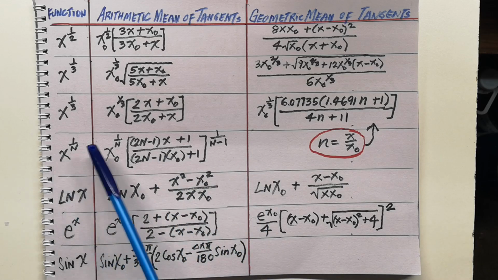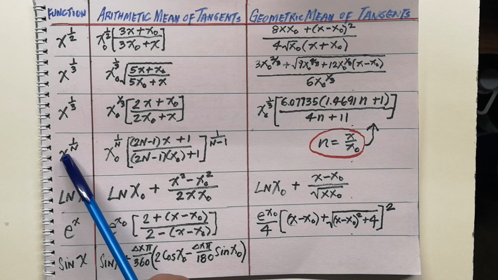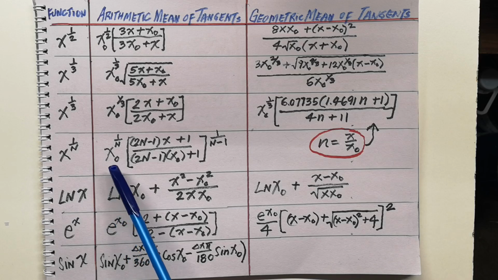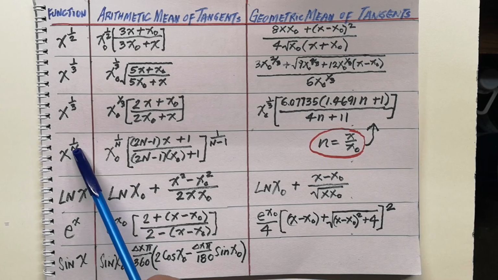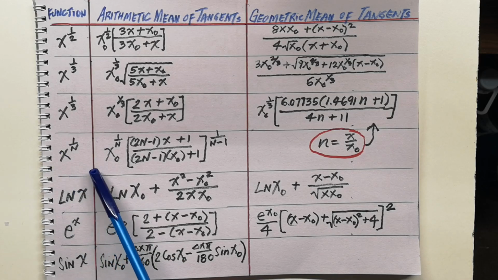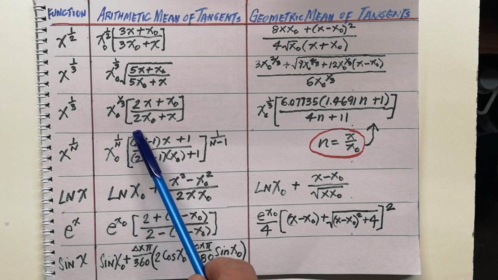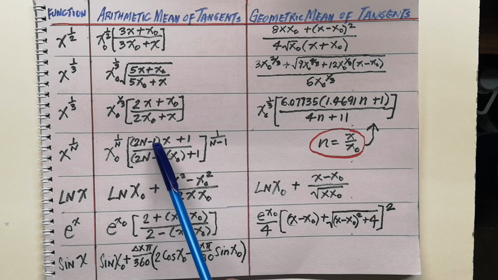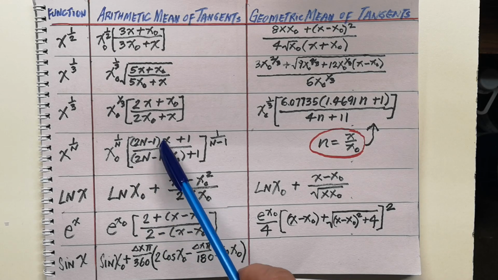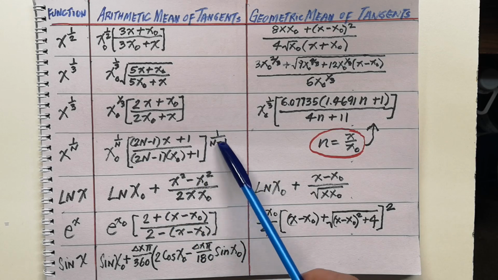And this formula is used to calculate the approximation of any root n. So x raised to the 1 over n, that's the root, is approximately equal to x sub 0 raised to the 1 over n, multiplied by the quantity, where the coefficient is 2n minus 1 times x plus 1 divided by 2n minus 1 times x sub 0 plus 1, raised to the 1 over n minus 1.